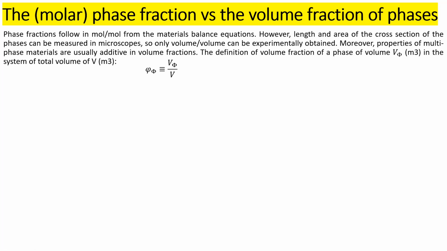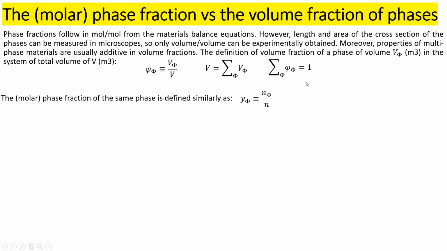The volume fraction is actually small phi. So this is defined as V phi per V. V phi is the volume of the given phase phi in cubic meter, and V is the total volume of the system, which is nothing else, of course, than the sum of the volumes of the phases. And obviously, because this is the fraction or ratio again, if you add the volume fractions of all the phases in the system, then obviously you come to 1 again.